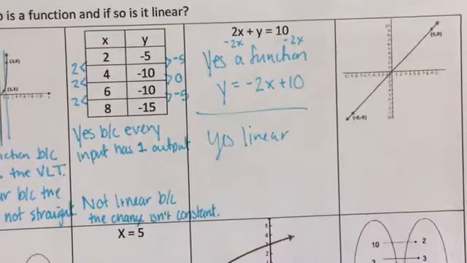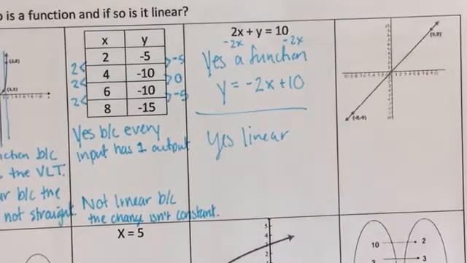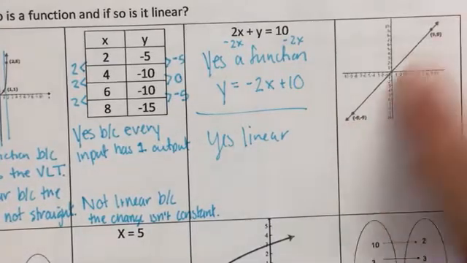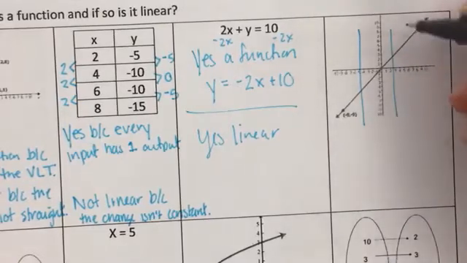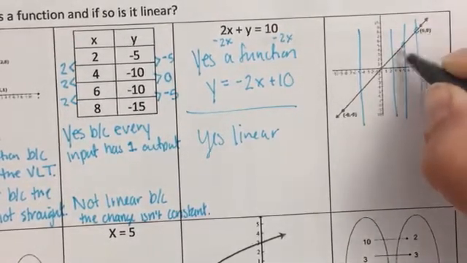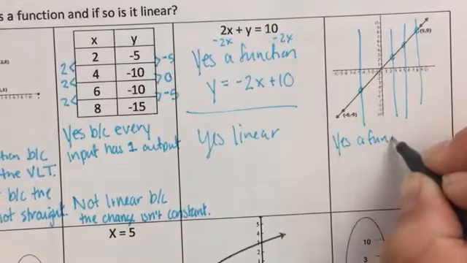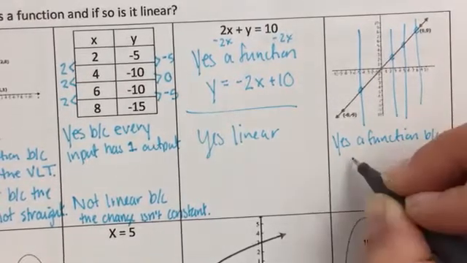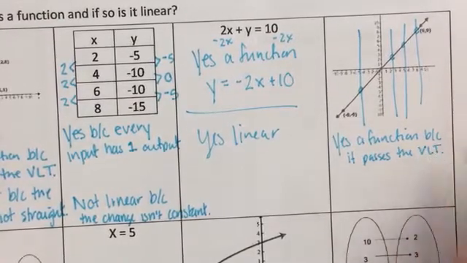Logan, the next one. Does this one look to be a function? Yeah. Do you know how to tell? Noah, how could we tell by looking at this if this is a function or not? The vertical line test. Yep. If I drew vertical lines across my graph, it only crosses my graph once. Okay. So yes, a function, because it passes the vertical line test.